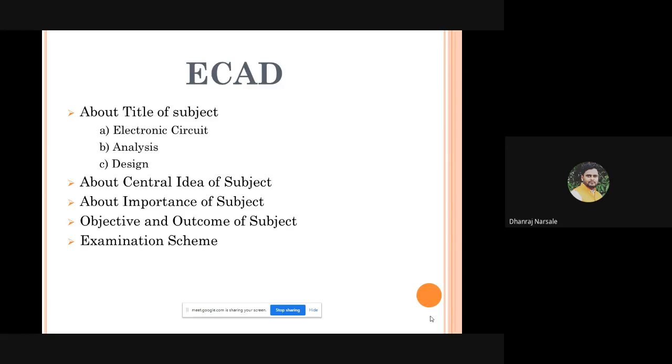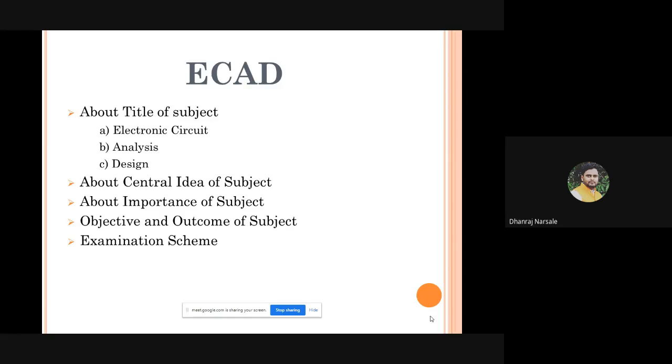As I have shown here, the title of the subject is electronic circuit analysis and design. That's divided into 3 words. First word is electronic circuit. First of all, we will see what is meant by electronic circuit. Everybody knows, as you are diploma students, I think everybody has seen the electronic circuit in the diploma. So we'll see first of all what is meant by electronic circuit.